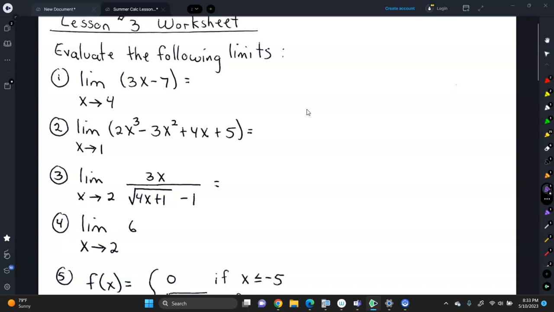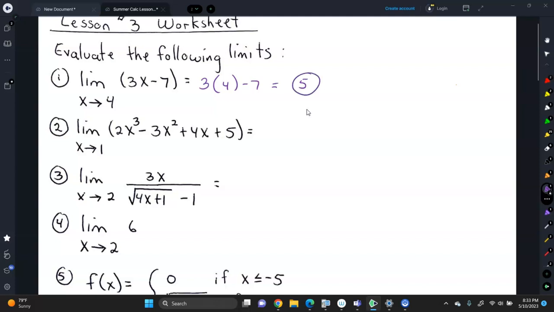Basically, we always start trying to evaluate limits by doing a direct substitution. If that doesn't work, then we have to get a little tricky, and we're going to talk about that a little more in this video. But for now, let's just do our direct substitution. So we're going to do 3 times 4 minus 7, which gives me 5.